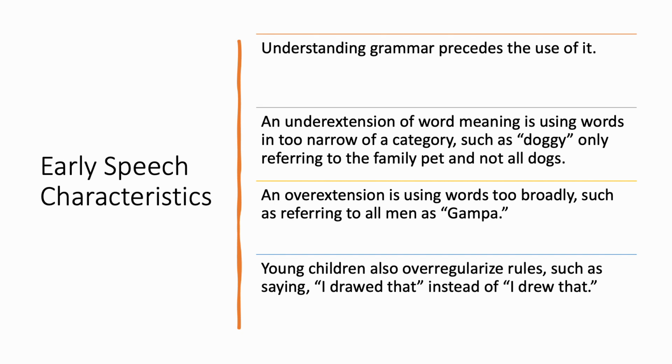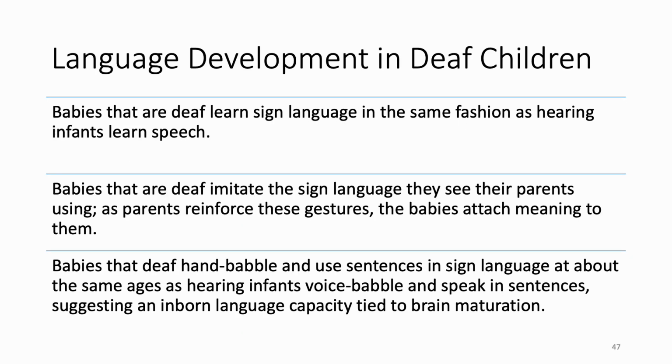An underextension of word meaning is using words in too narrow of a category, such as doggy only referring to the family pet and not all dogs. An overextension is using words too broadly, such as referring to all men as grandpa. Young children also overregularize rules, such as saying, I drawed that, instead of I drew that.